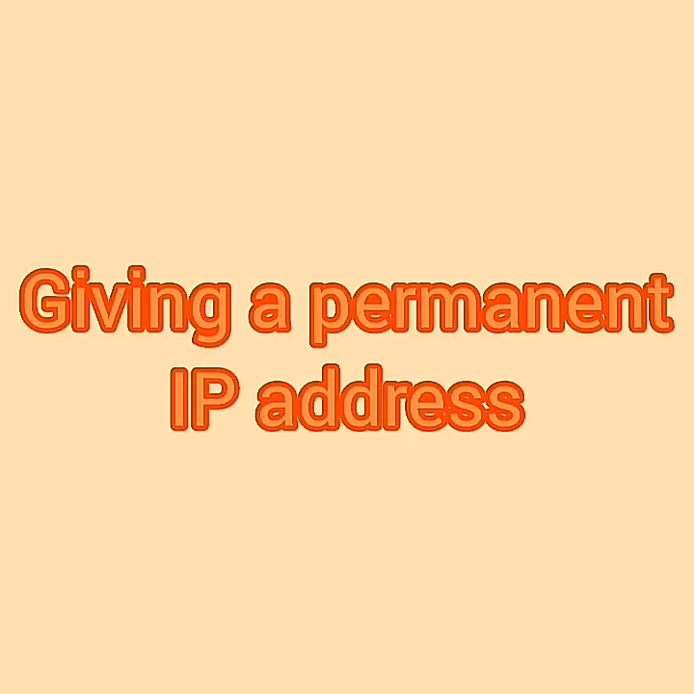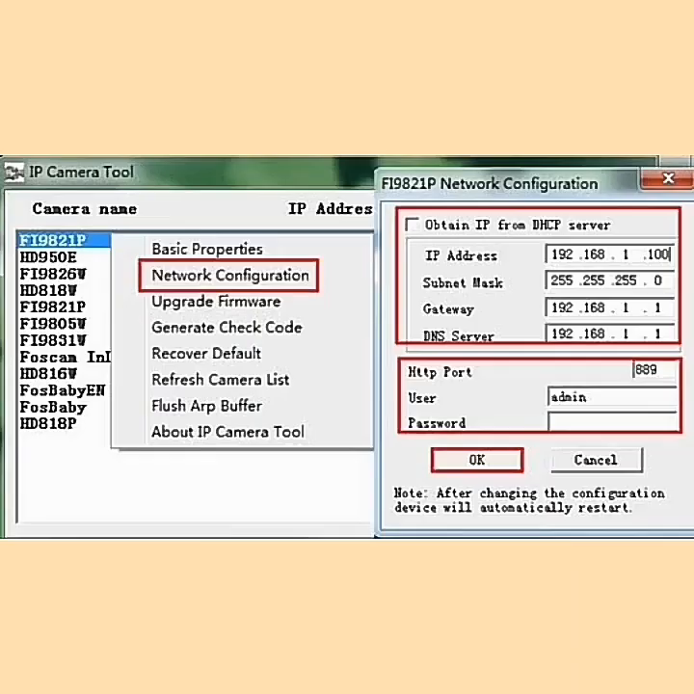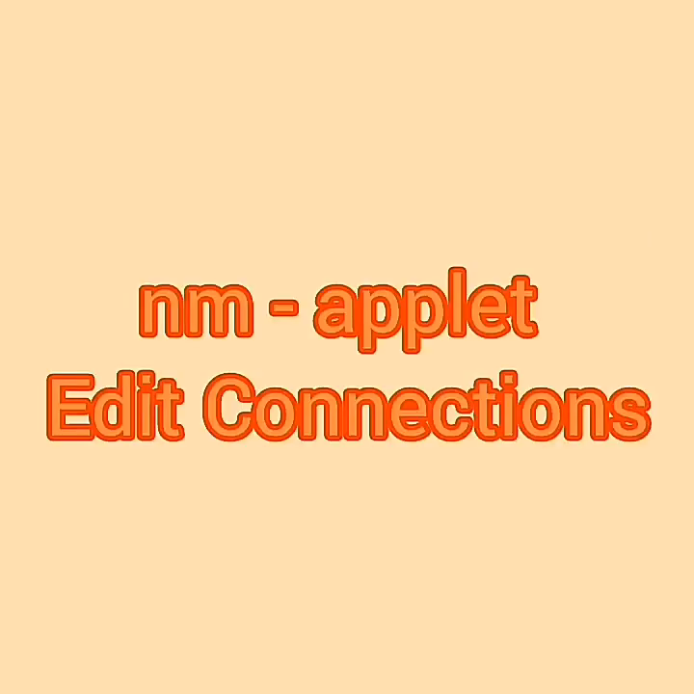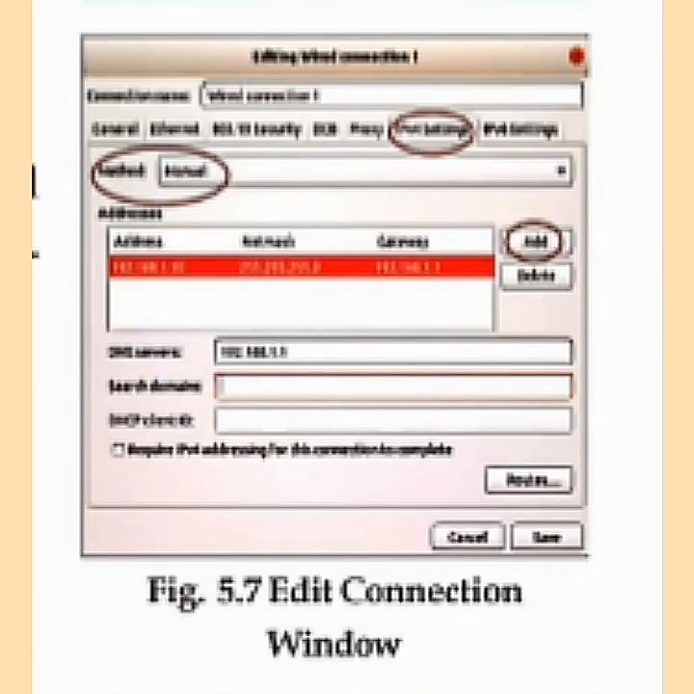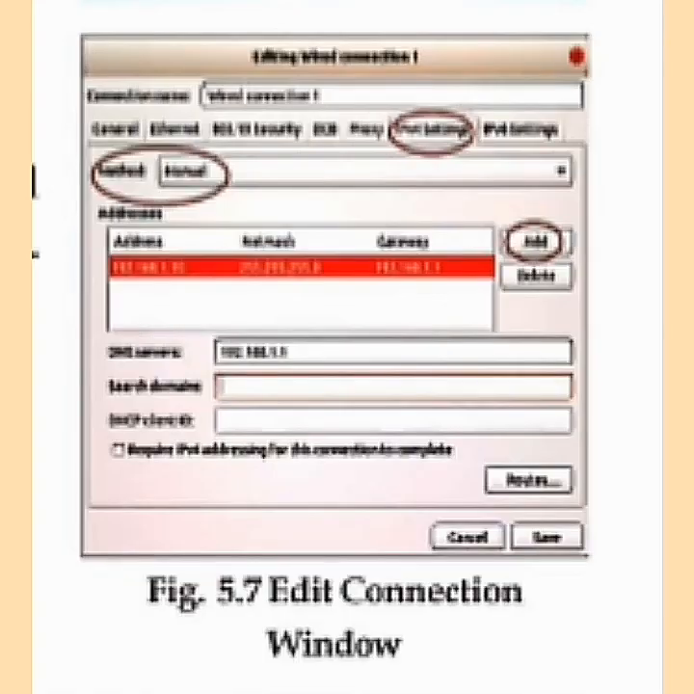Giving a permanent IP address. You must have understood that the IP address which a computer gets automatically is not constant. How can we give a permanent IP address to a computer functioning in a network? For that, click NM applet and select Edit Connections. Edit Connection window appears. Here, we can give any number from 2 to 254 instead of 10. Numbers 0, 1 and 255 are reserved for some specific technological purpose.